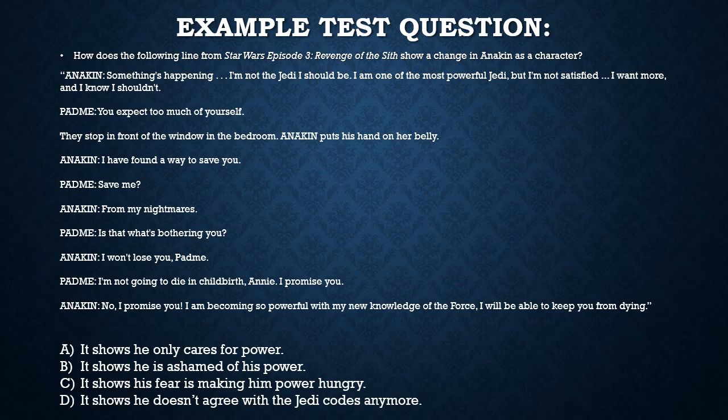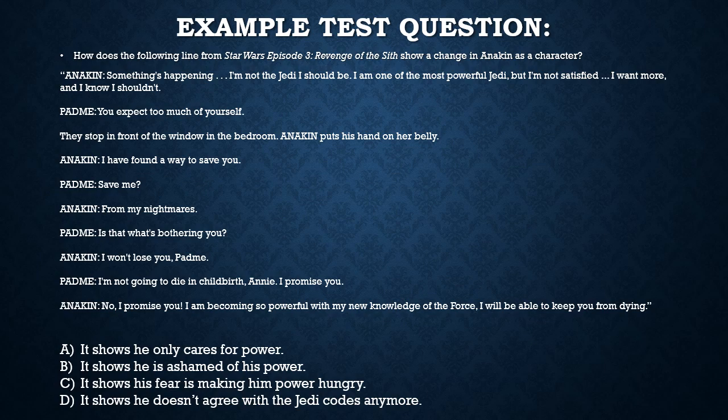It shows his fear is making him power hungry. This one is definitely hitting both the motivations there, that he is fearful, and that's why he's becoming power hungry. That's his motivation against sticking to the Jedi codes. So that's probably the right answer, but for good practice, we're going to read D as well.